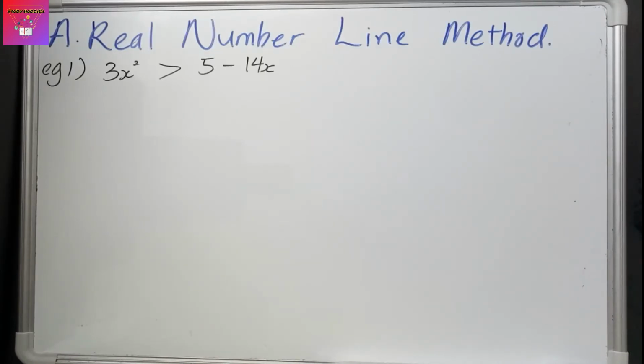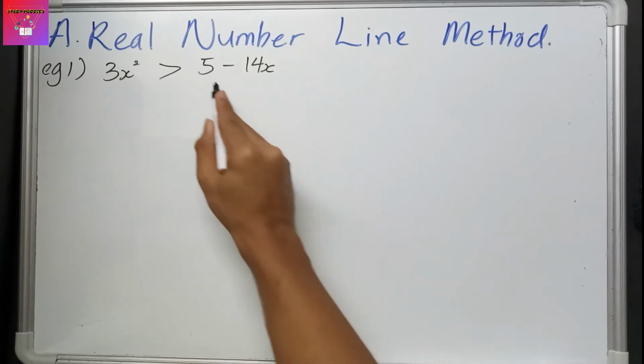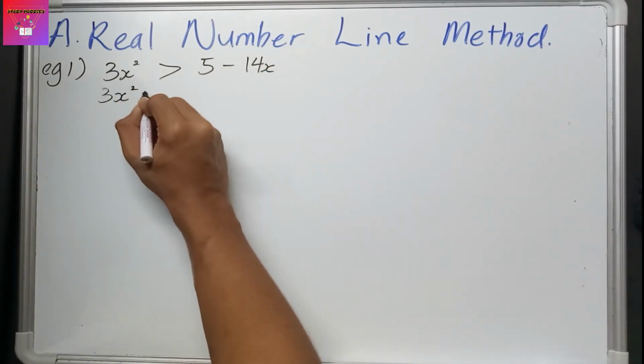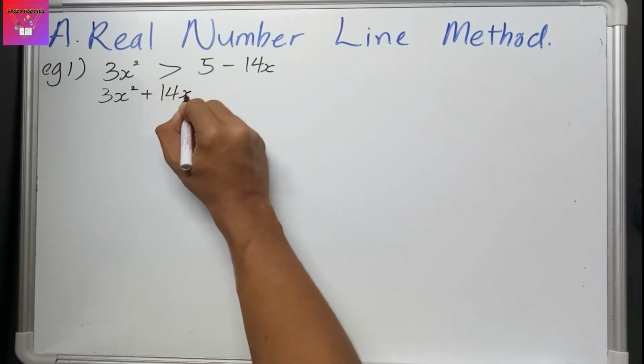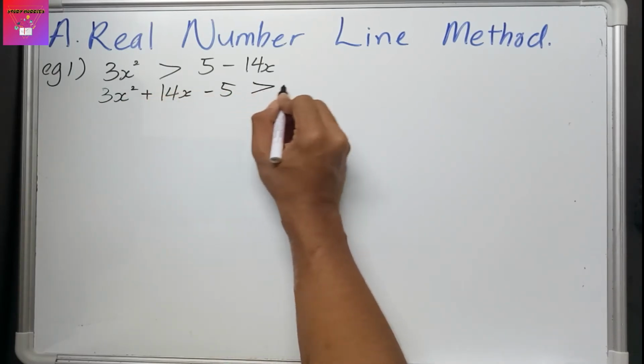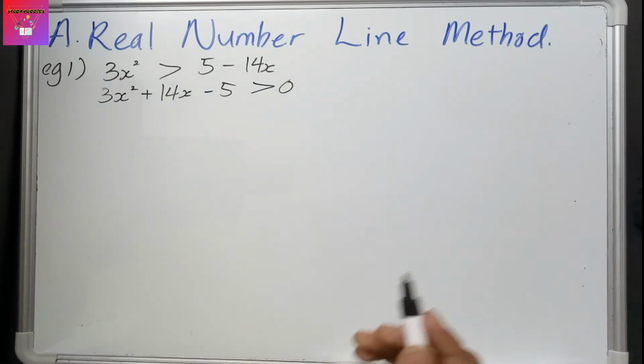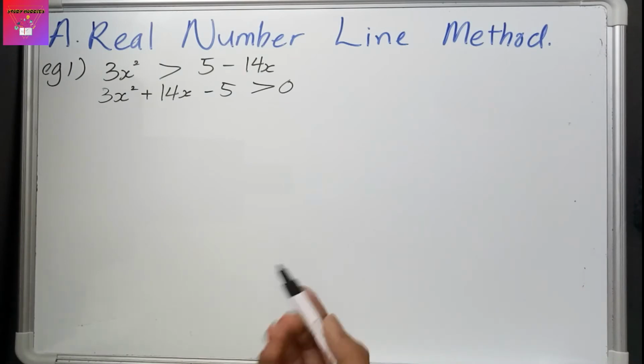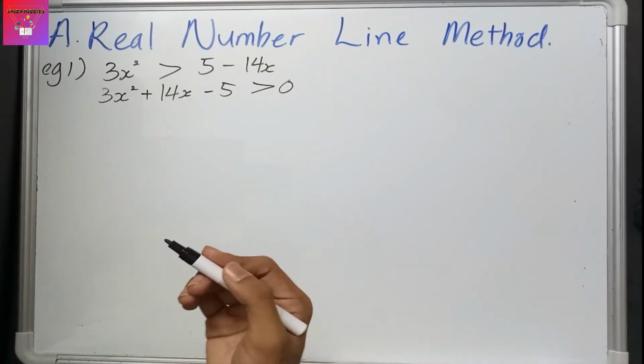So now let's look at our first way to solve quadratic inequalities, which is the real number line method. So let's say I'm having a question, 3x squared is greater than 5 minus 14x. How do I start solving this question? Bring everything on the right hand side to the left hand side, which is 3x squared plus 14x minus 5 is greater than 0. So once you bring it over, you already have a quadratic expression here. So what you have to do is find the values of x respectively.